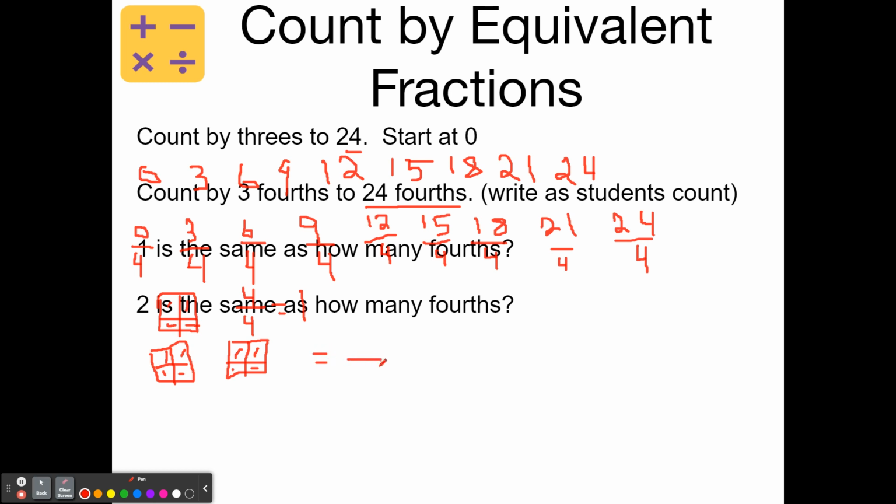So my denominator will stay 4 because the number of pieces in a whole does not change. It's very important that you understand that the number of pieces in the whole does not change. If my whole is cut into fourths, that's not changing, so my 4 stays the same. Now, how many pieces are in 2 wholes? Well, I'll change my color so that you can see. 1, 2, 3, 4, 5, 6, 7, 8. I have 8 pieces in 2 wholes. So 8 fourths equals 2 wholes.